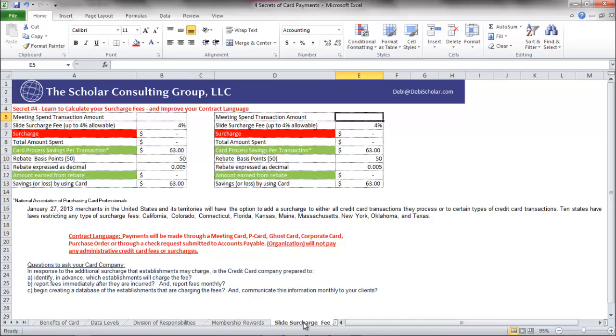On January 27, 2013, merchants in the United States and its territories have the option to add a surcharge to either all credit card transactions they process or certain types of credit card transactions, although 10 states have laws restricting any type of surcharge fees. They include California, Colorado, Connecticut, Florida, Kansas, Maine, Massachusetts, New York, Oklahoma, and Texas.